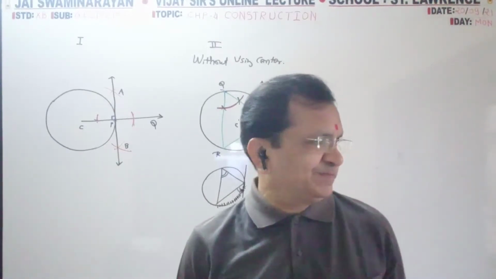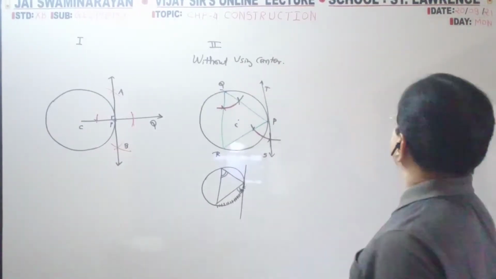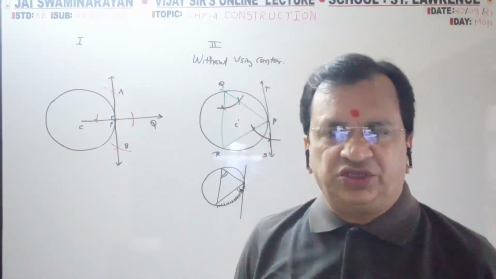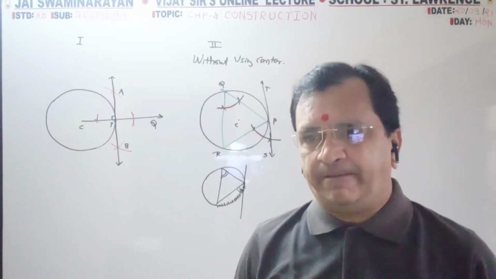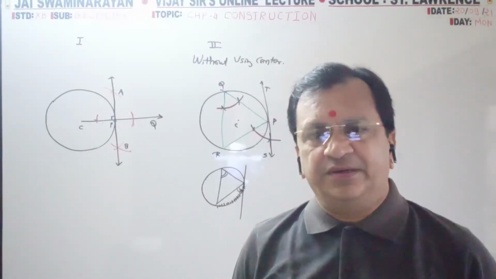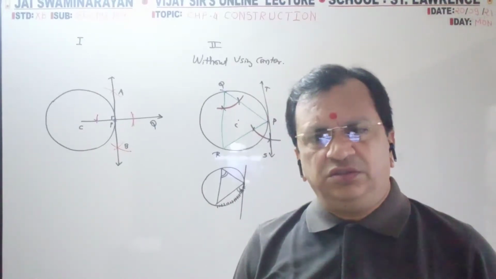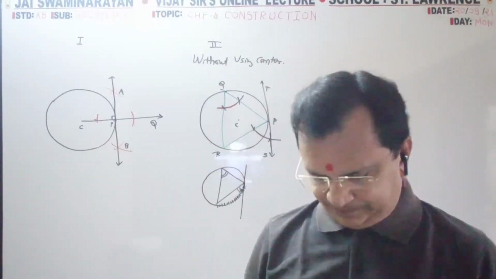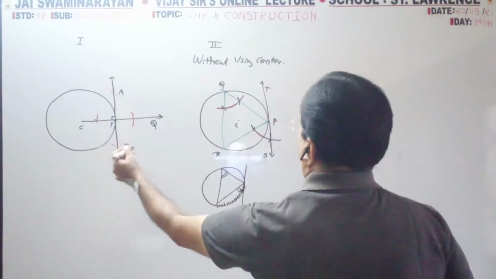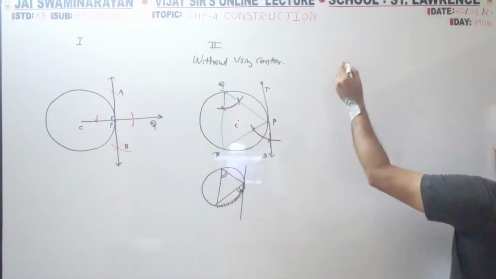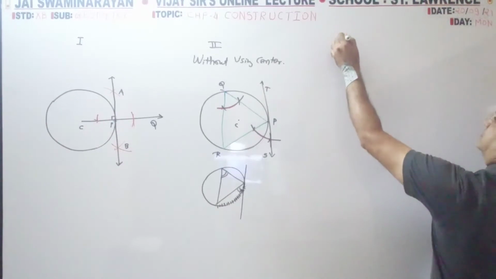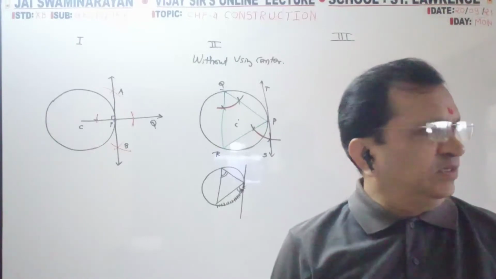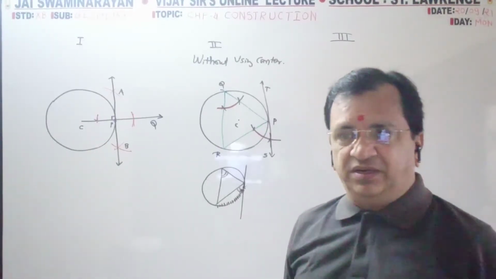Now third. In the third pattern, we draw two tangents to the circle from a point outside the circle. On the circle before, now outside. For that we have 3 different types of examples.